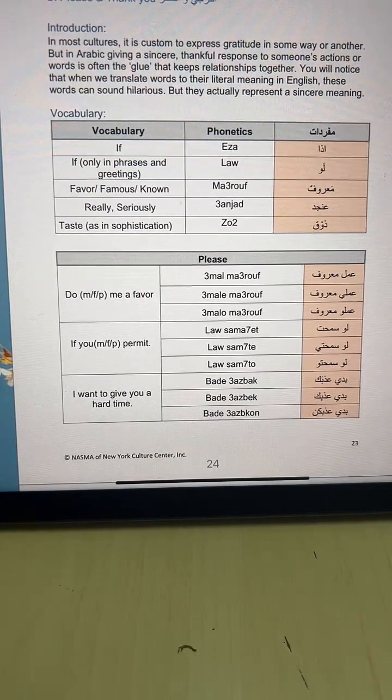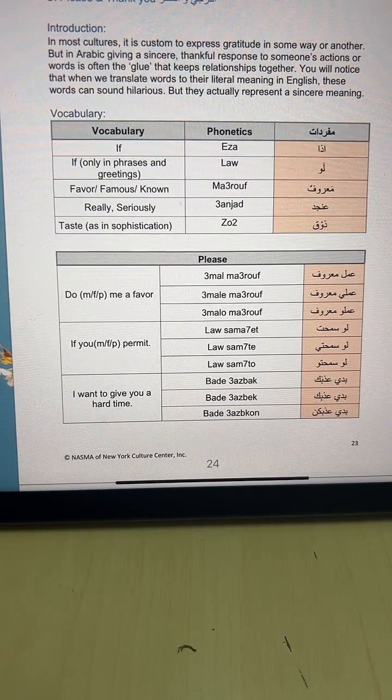Law samahit for a man, law samahti for a woman, law samahtu for a group of people. The last one here, baddi azbak, I want to give you a hard time. Basically, word for word it means to torture you, but that's not the real meaning. Baddi azbak is like, I know this is going to be annoying for you to do, but please do it.